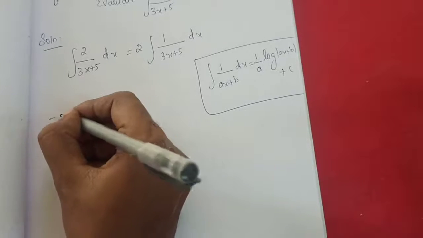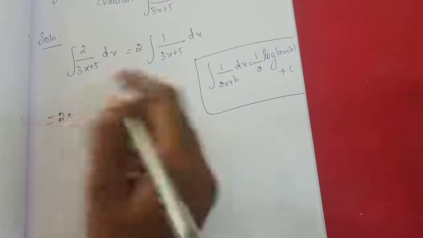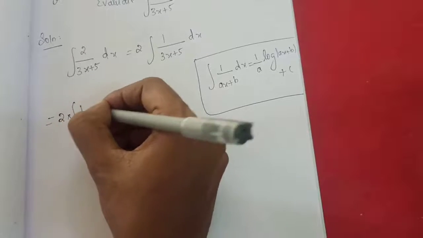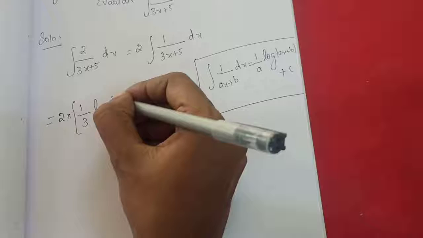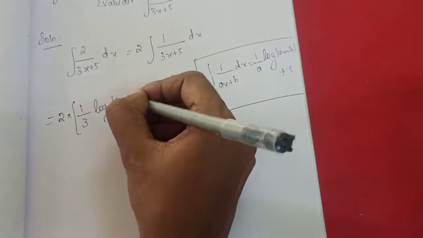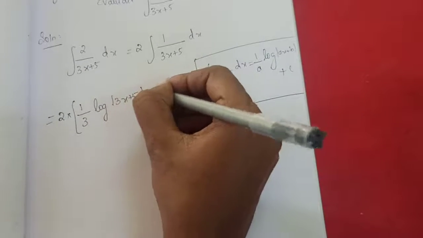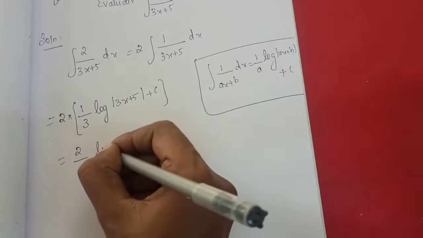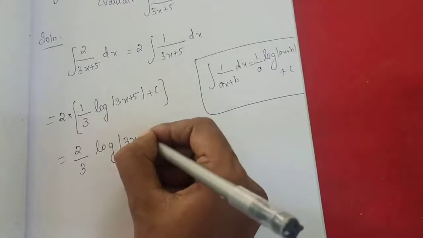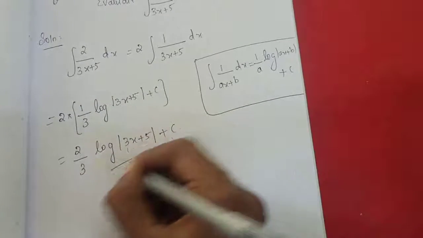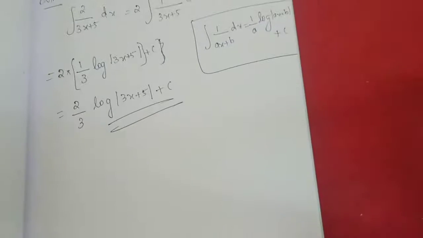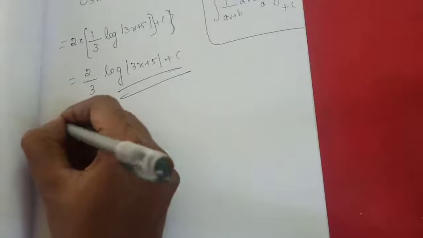Use it. 2 is a constant, so it will be outside. 1 by a, so 1 by 3 into log of modulus of 3x plus 5 plus c. So you can multiply 2 inside, that is 2 by 3 log of modulus of 3x plus 5 plus c. This is the answer. Okay, got it? Yes.